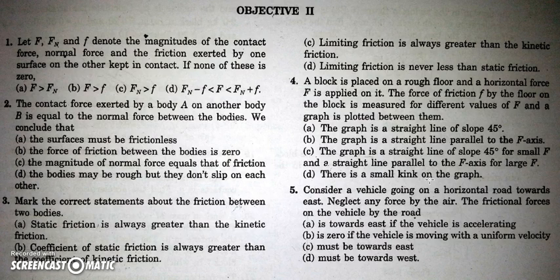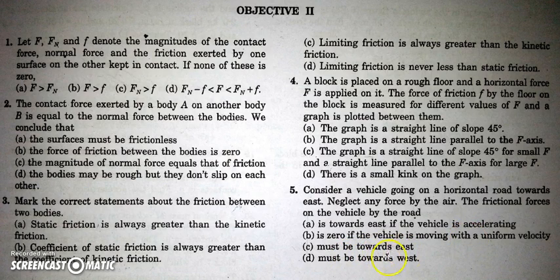Okay, next is: consider a vehicle going on a horizontal road towards east. Neglect any force by the air. The friction force on the vehicle by the road may be in any direction in which it is accelerating. Okay, so friction is the only force that can provide the acceleration to the vehicle on a horizontal surface. So we can say if it is moving towards east and accelerating, then the friction will be towards east, and is zero while it is moving with uniform velocity. Obviously, yes, both A and B are correct.